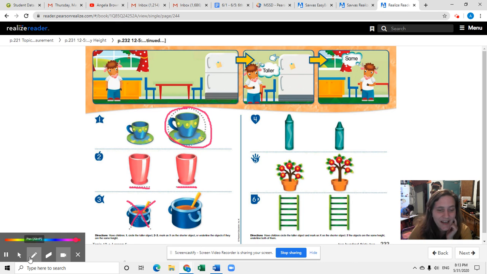Have a good day comparing heights. Find things that are taller or shorter or the same height.